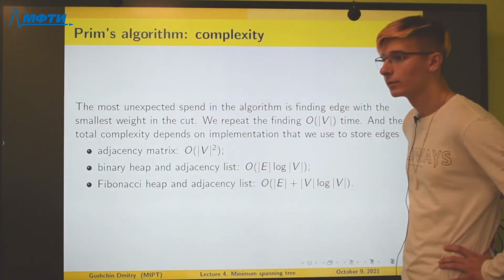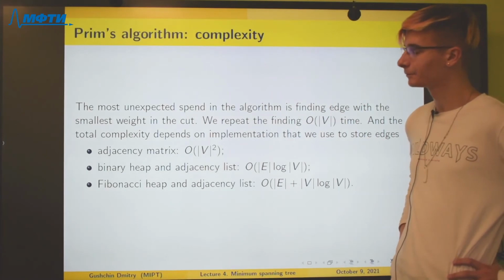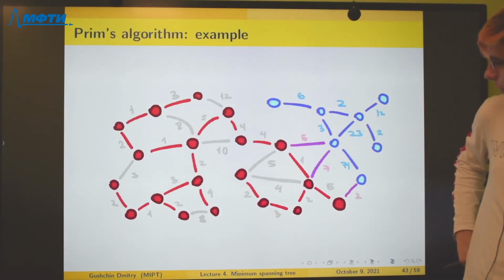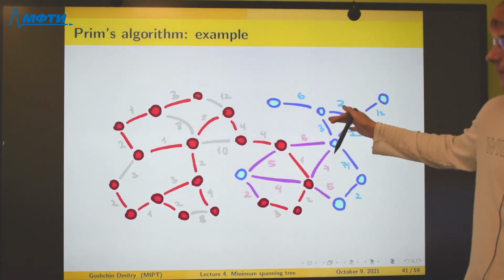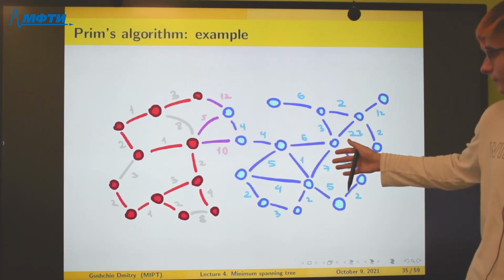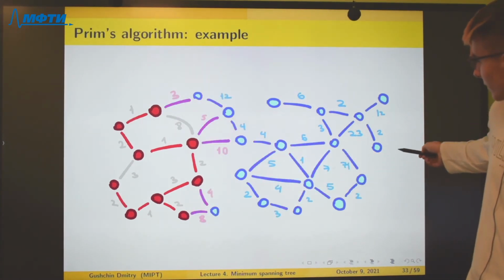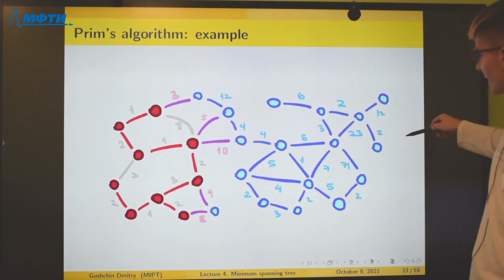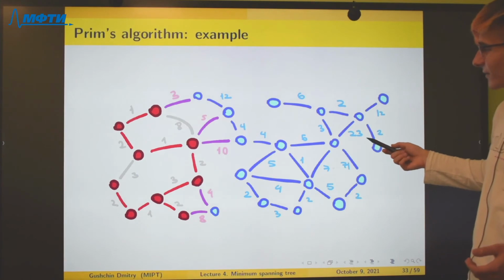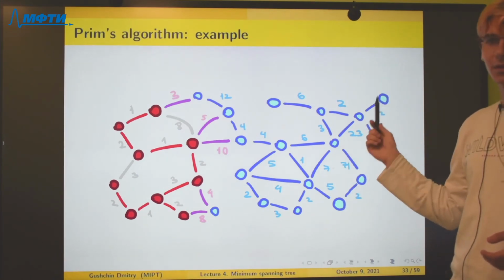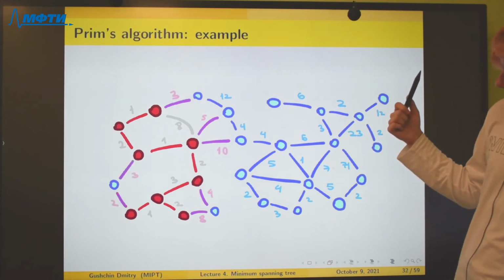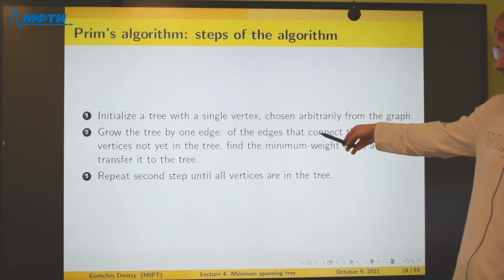Okay, we can say that, for example, we repeat our steps the number-of-vertices times. For example, this graph contains 26 vertices, and so we repeat the second step of the algorithm 26 times.